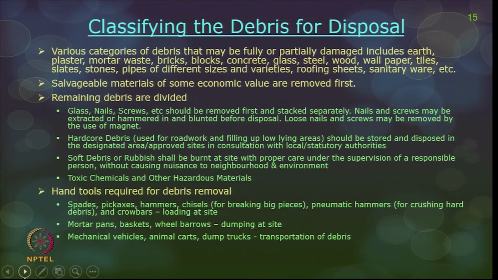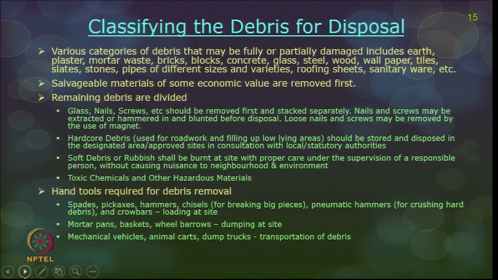The salvageable materials which can be of some economic value, and which can be reused, are all removed first. Generally these salvageable materials are removed even before the demolition starts. Sometimes in induced collapse, when the structure has to be brought down in no time, then after the induced collapse the serviceable or usable materials are first relooked at and removed from the debris first. Then the remaining debris are classified into dangerous, hardware debris and soft debris.